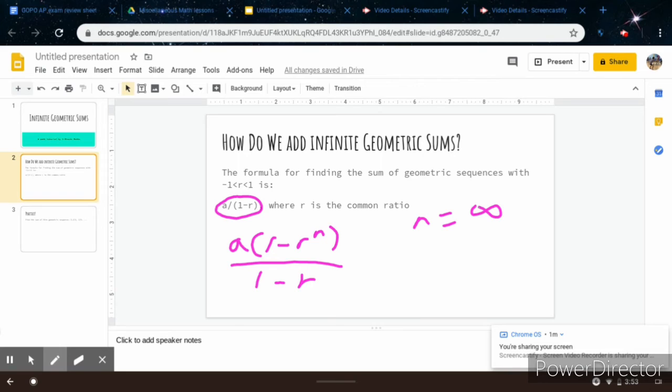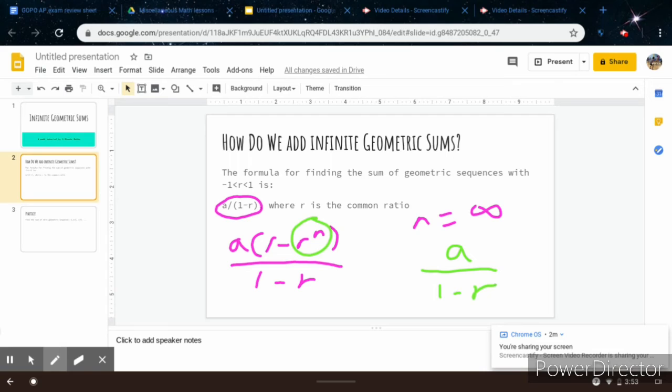Any fraction to the infinitieth power will eventually approach 0. So this portion right here should approach 0. Therefore 1 minus 0 is 1. So a times 1 is just a. So the top is just a, and that is where we get a divided by 1 minus r. So now you see that r has to be a fraction.